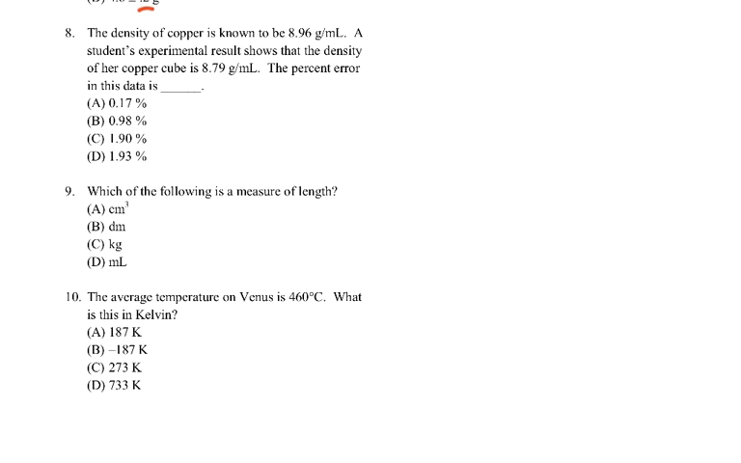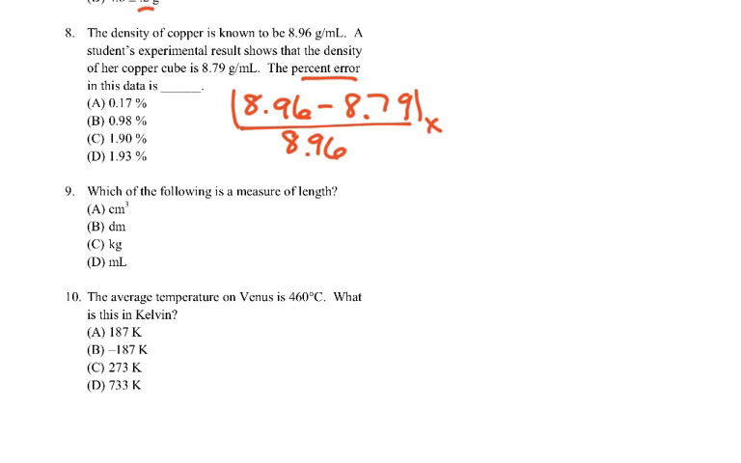Okay, a density problem. Density is known to be 8.96 grams per milliliter. A student's result shows that the density was 8.79. What's the percent error? Okay, so percent error. This is a formula you just have to have in your head. It's simply how far are we off? So I'm going to say 8.96 minus 8.79 and divide by what it's supposed to be. So it's supposed to be 8.96. So how far is it off? Absolute value divided by what it's supposed to be times 100. And for answer 8, that comes out to be C, 1.9%.